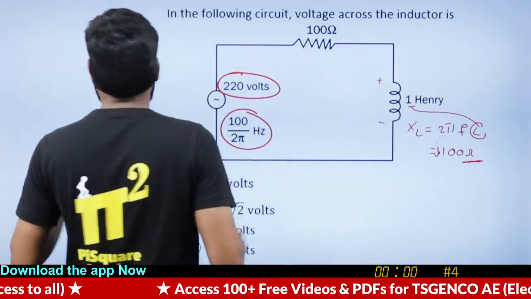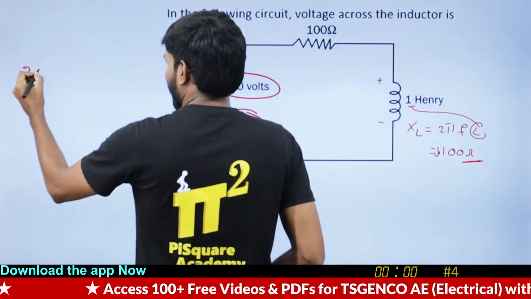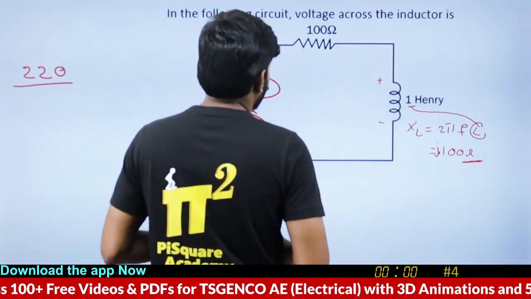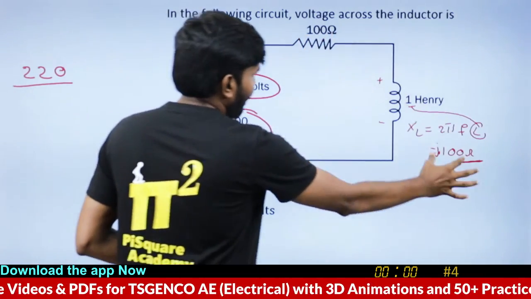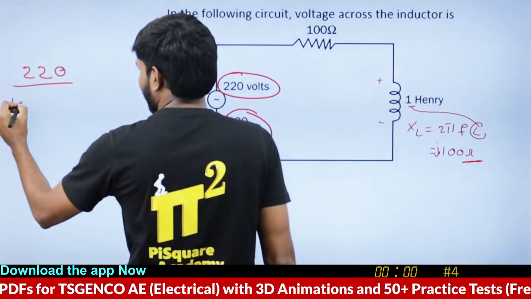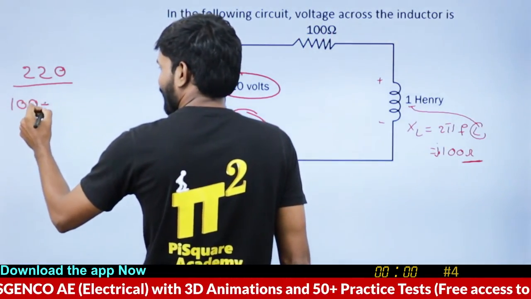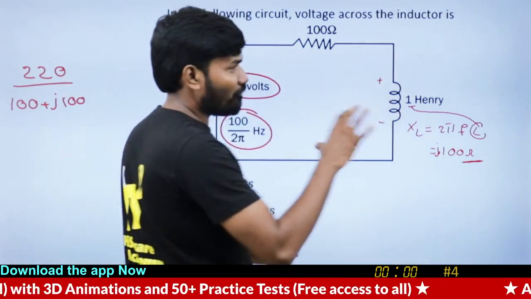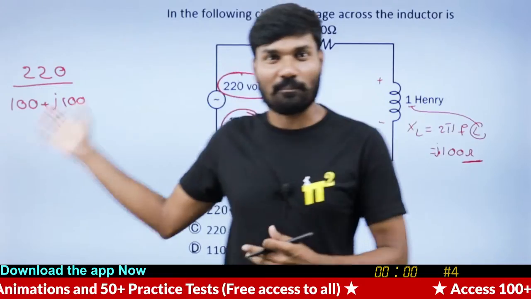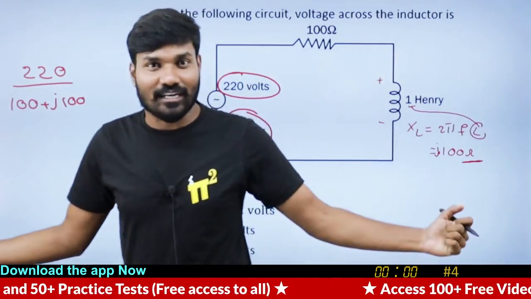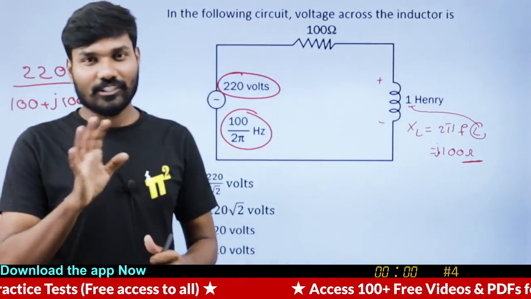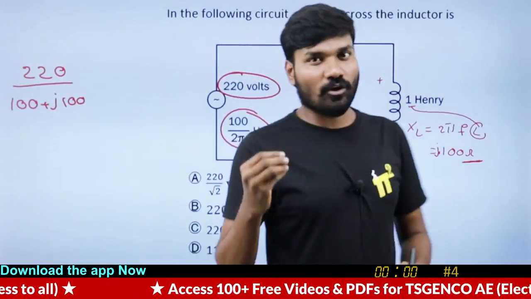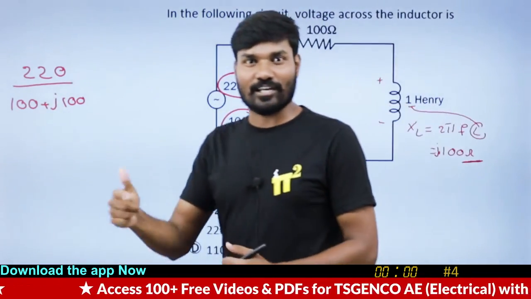According to the voltage division, you just apply it. 220 is the total voltage, divided by 100 plus J100. You don't have to brainstorm too much about the calculator. Sir, we're dealing with complex numbers, how can you do them without a calculator? You don't have to cry about all this. Put in your thought, practice more, then you will know how to handle these complex numbers without a calculator.